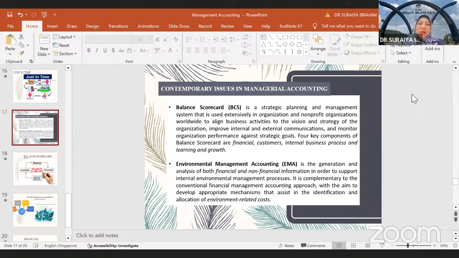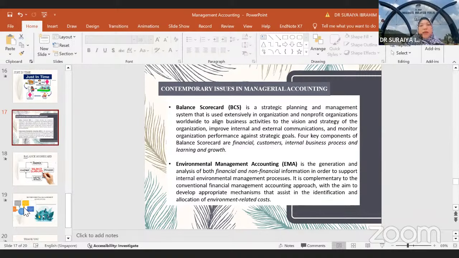So this environmental management accounting actually is the generation and analysis of both financial and non-financial information to support internal environmental management processes and procedures, and this is complementary to the conventional financial appropriate mechanism that can also help in terms of identification and allocation of environment related costs.